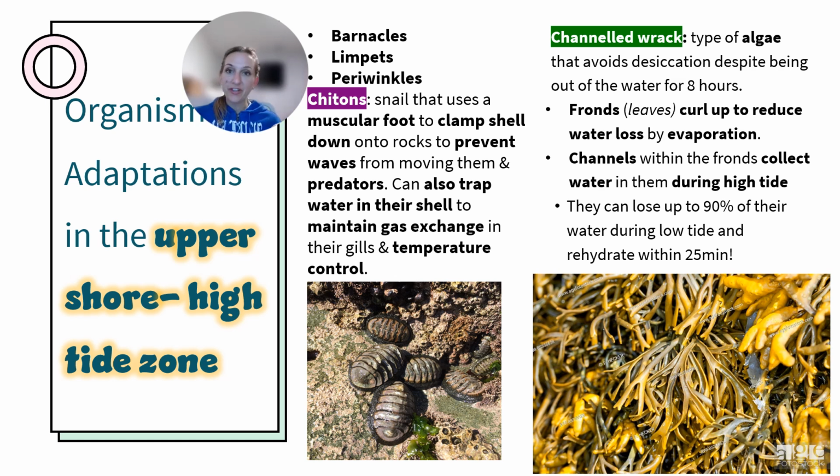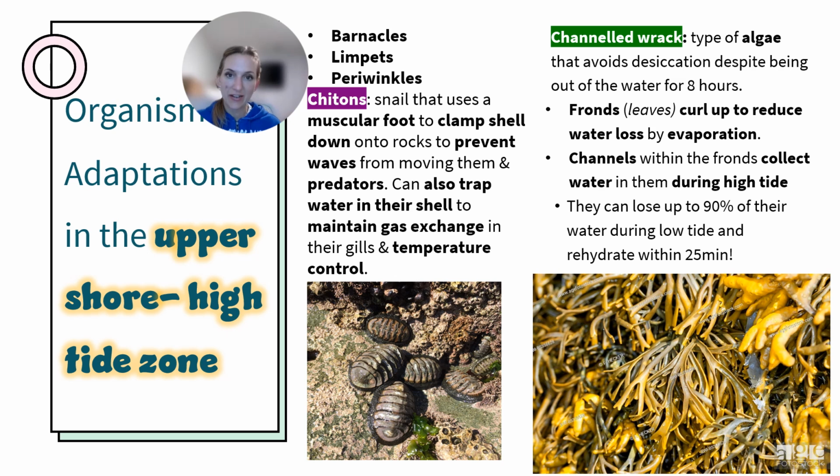There's barnacles. We'll talk about barnacles whenever we talk about the next zone. But barnacles, limpets again, and sweet little periwinkles. And something to keep in mind, limpets and periwinkles are able to move, so you can see them within different zones. They're able to move, which is good. Some of these organisms cannot move.